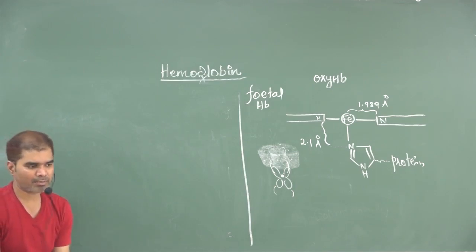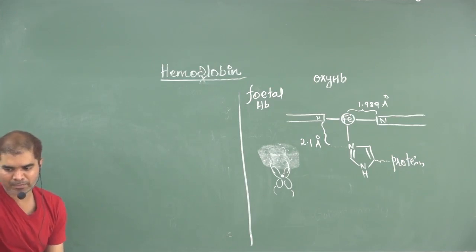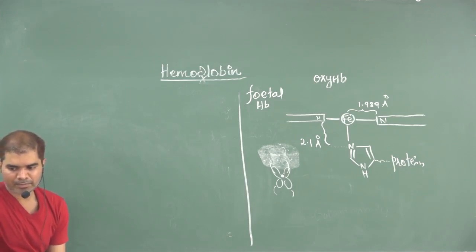Next, magnetic aspects. This is also for deoxyhemoglobin only. First we will complete deoxy, then we will move to oxy. Magnetic aspects. There are 4 unpaired electrons.